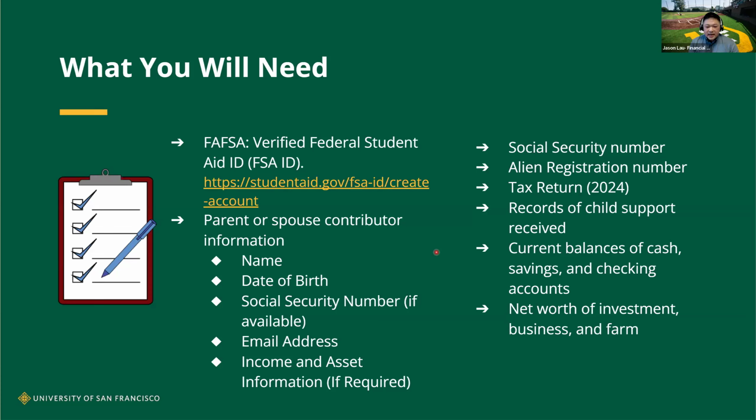For your parent or spouse contributor, they will mainly need their Social Security number and date of birth. You will also need their email address to invite them, and we'll go over that a little more towards the middle of the presentation, where we'll talk more about contributors. You will also need your Social Security number or alien registration number, your tax return for 2024, records of any child support received, your balances in cash, savings, and checking, and the net worth of investments, business, and farm.